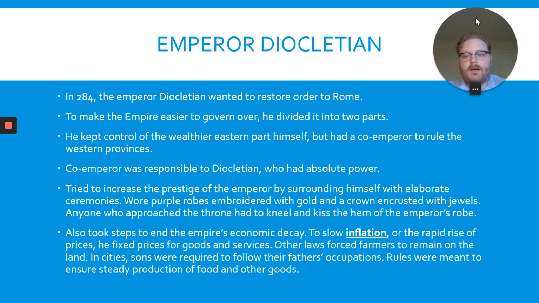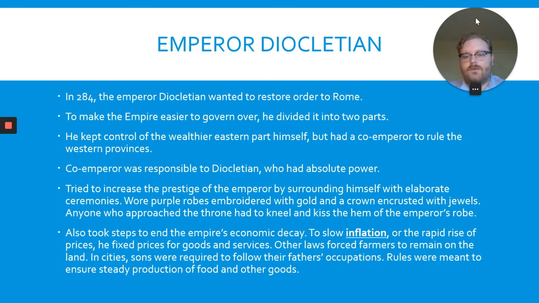So the part that Diocletian is about to set up shop in is not the part where Rome is. He is dividing it into two parts, the western part and the eastern part. To make it easier to govern over, he kept control of the wealthier eastern part to himself, but had a co-emperor to rule the western provinces. Generally, having two rulers isn't usually thought of to be a good idea. This co-emperor, though, was responsible to Diocletian. Diocletian had absolute power. He was the one in charge.